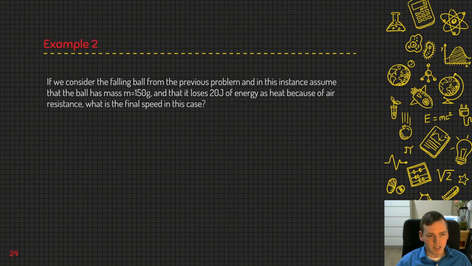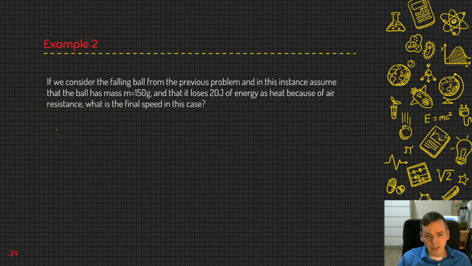So here's another example. If we consider the falling ball from the previous problem, and in this instance we assume the ball has a mass of 150 grams, that it loses 20 joules of energy as heat because of air resistance, what is the final speed? This we can't easily do with kinematics because it's not in free fall anymore. It's losing energy as heat.